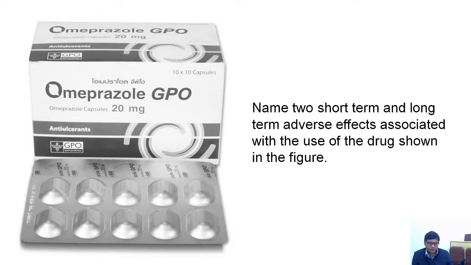Now you are being shown capsules of omeprazole, which is a proton pump inhibitor. The question being asked is name 2 short-term and long-term adverse effects associated with the use of this drug. So these are used for gastroesophageal reflux disease, gastritis, peptic ulcers. Proton pump inhibitors are used in those conditions.